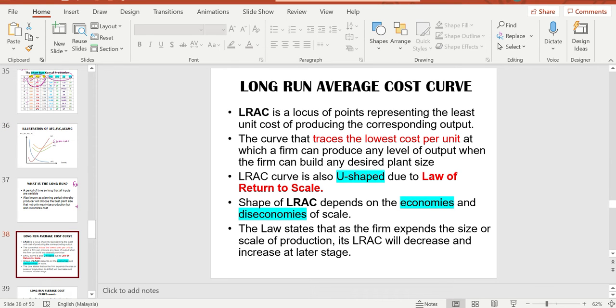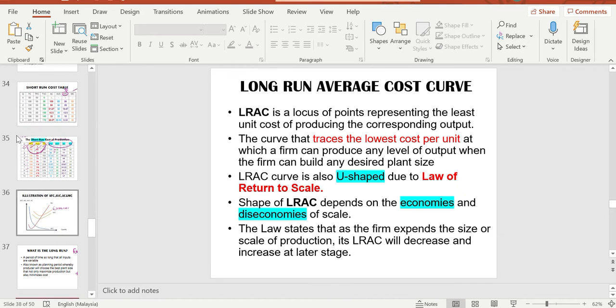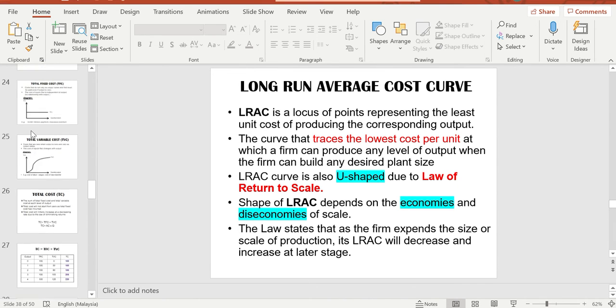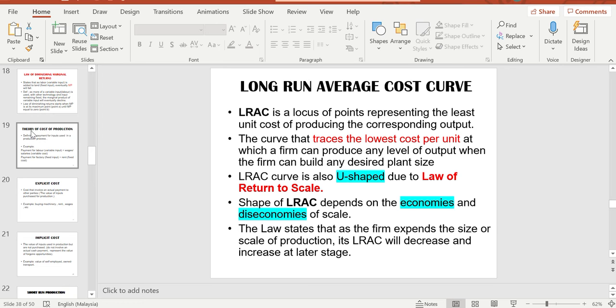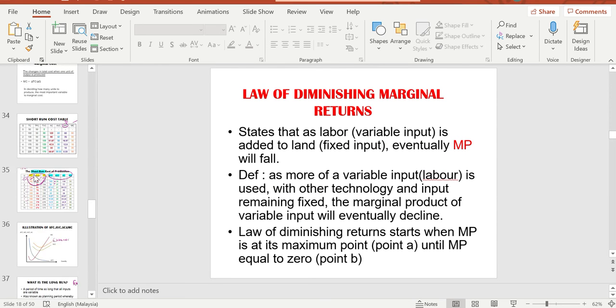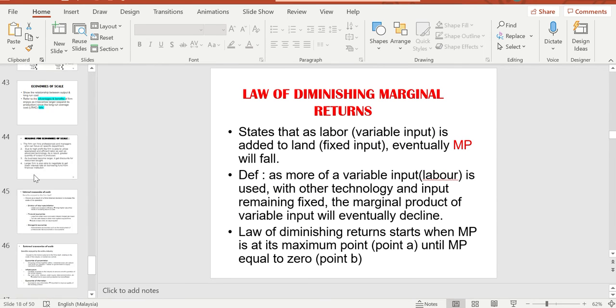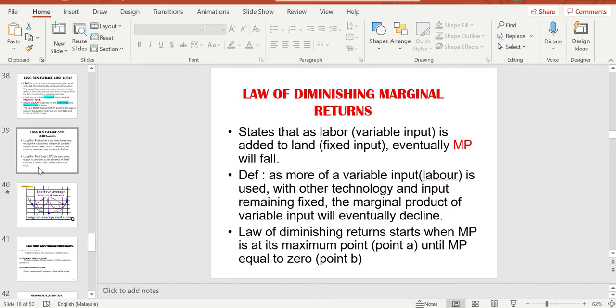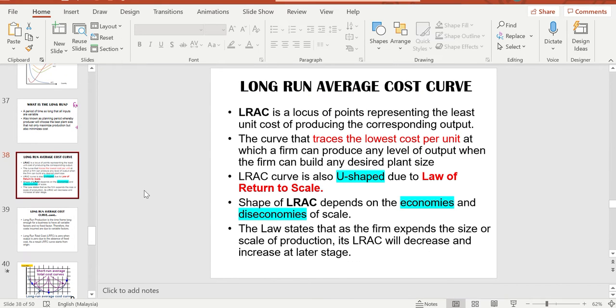So kita ada dua jenis law yang kita belajar masa untuk topik production. Pertama adalah yang masa short run production, iaitu law of diminishing marginal return. Sekarang ni untuk cost, dia ada satu law yang govern, iaitu law of return to scale.